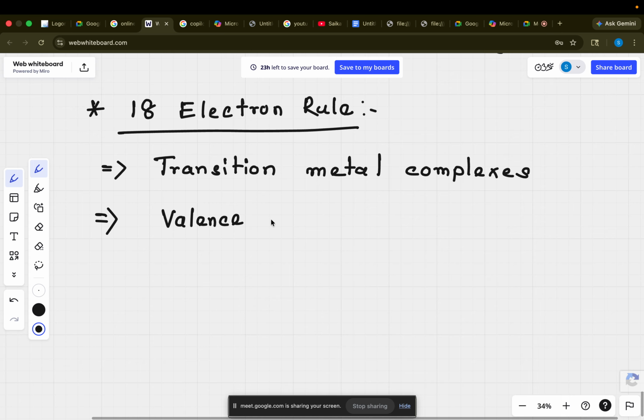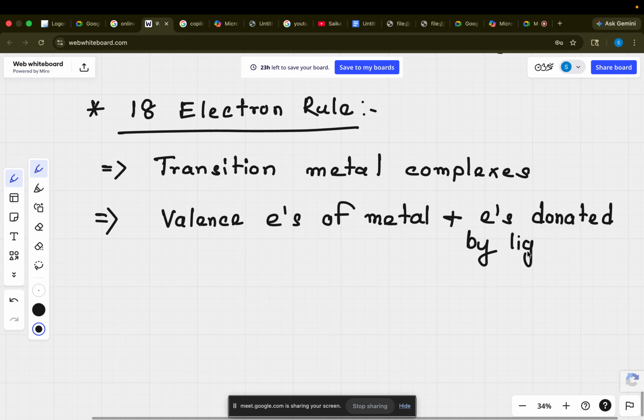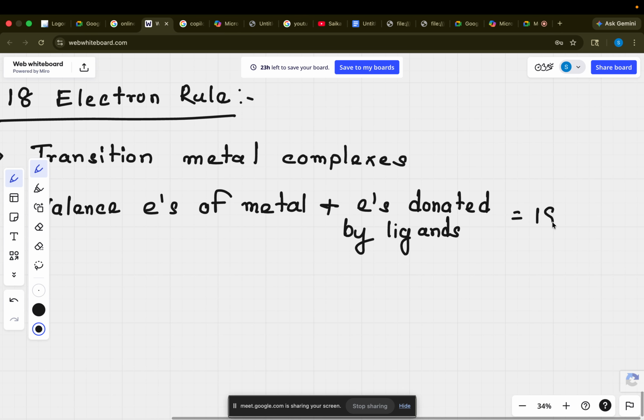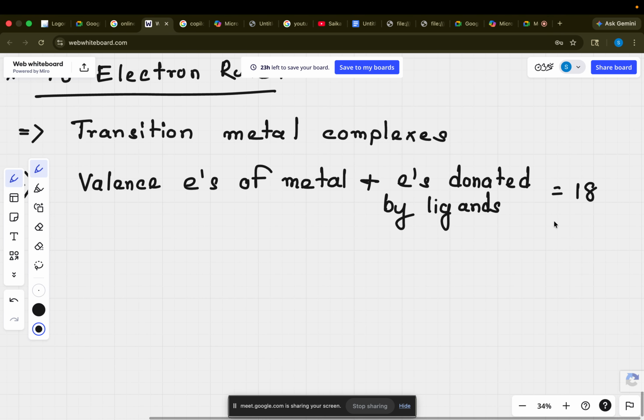So how to check? Valence electrons of metal plus electrons donated by ligands. If you add these two, what should it be equal to? That should be equal to 18. Valence electrons of metal plus electrons donated by ligands should be equal to 18.